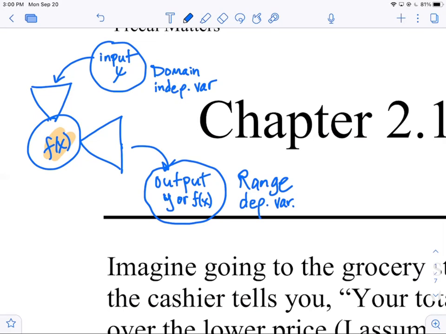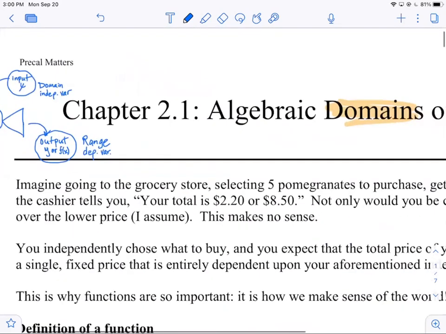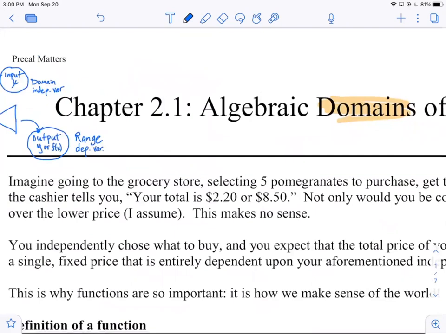What values are we actually going to plug in that give us an output? Now, let's think about why we study functions.